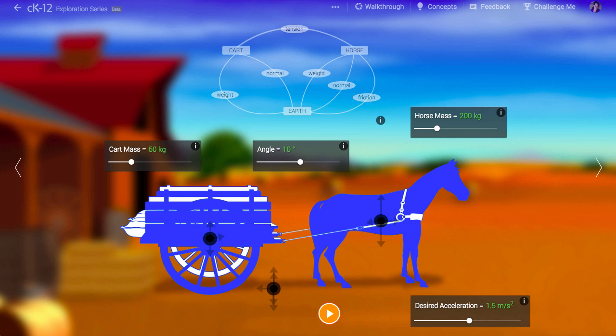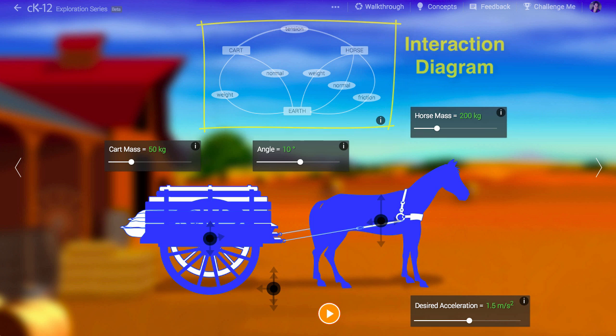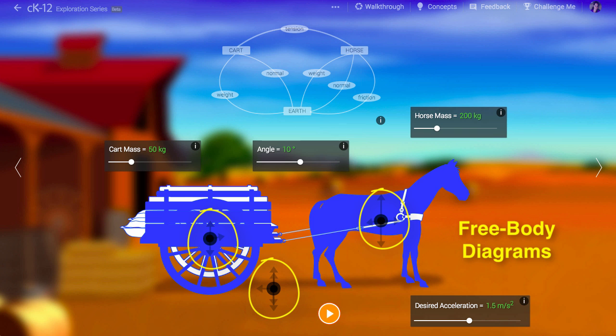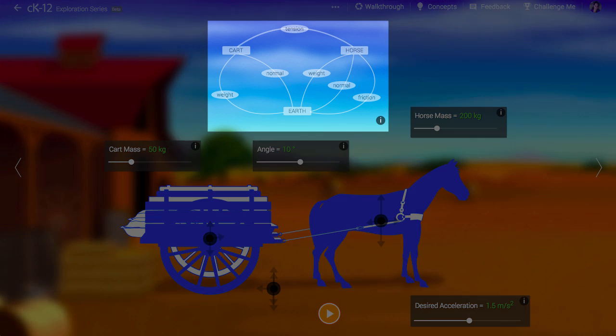The horse and cart system provides us with a chance to talk about how two objects can exert forces on one another. We're going to analyze these forces using two different tools, the interaction diagram, shown at top, and the free body diagrams that appear next to each object. Let's look at the interaction diagram.